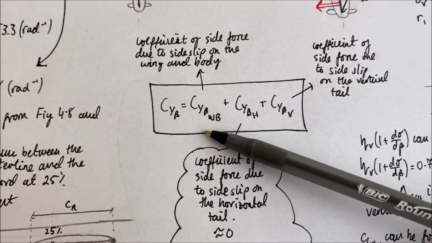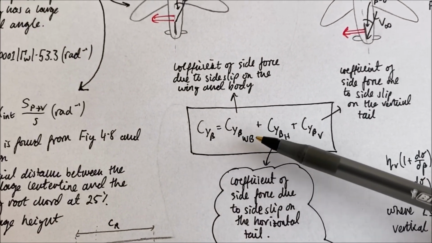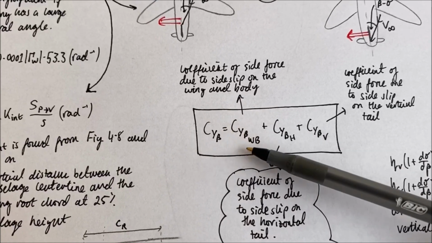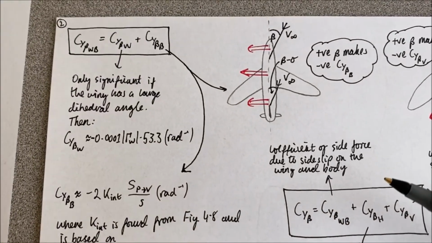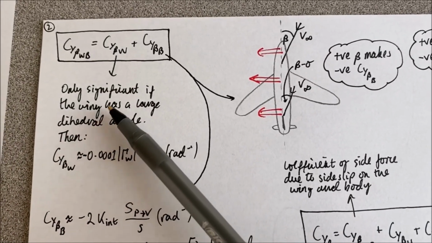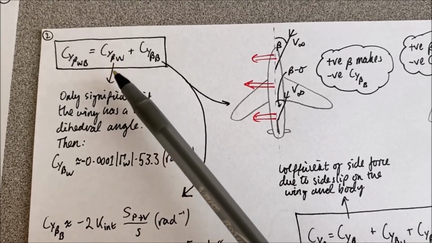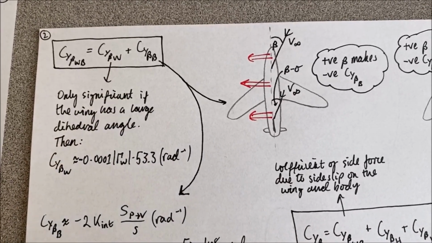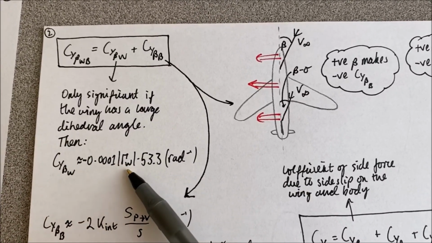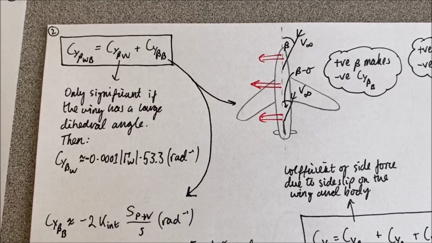Now let's deal with the coefficient of side force due to side slip on the wing and body. What we're going to do is split that up even further into two coefficients, one for the wing and one for the body separately. As we just said with the horizontal tail, the coefficient of side force due to side slip on the wing is only significant if we have considerable dihedral angle, in which case we use this formula here, where this term is the dihedral angle in radians.